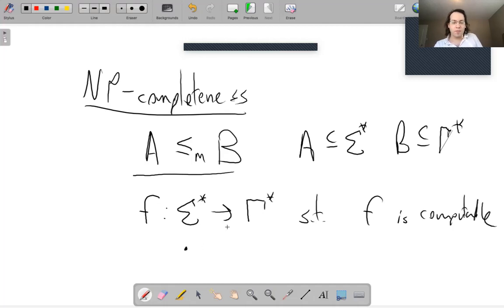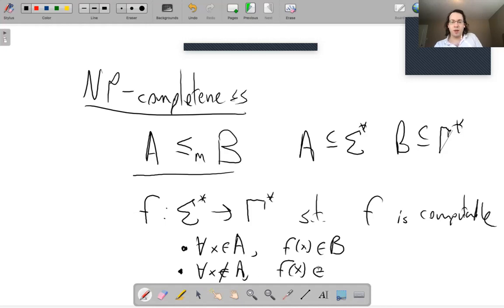And then if x is in A, then f of x is in B. And if x is not in A, f of x is not in B. So what f does is it converts inputs to the question whether the input is in A. It converts inputs x that may or may not be in A into inputs f of x, which may or may not be in B, such that if x was in A, then f of x is in B, and if x was not in A, then f of x is not in B. So it converts the question of whether something is in A into the question of whether something is in B.